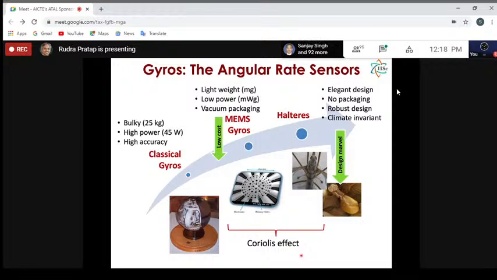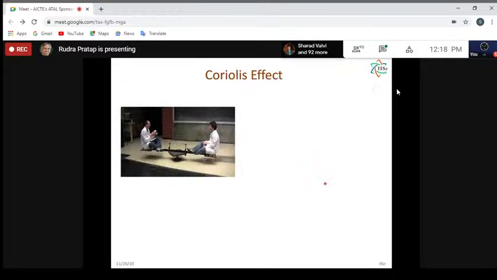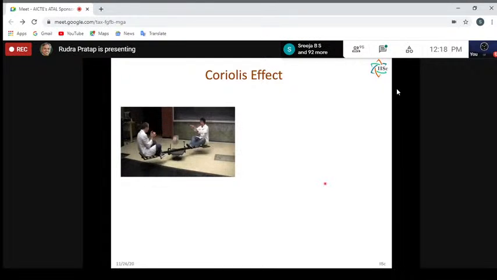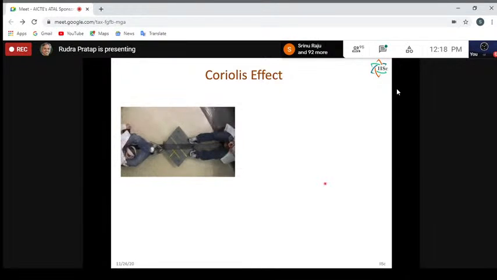I'll show you how, and it turns out that in nature, soldier flies use halteres as their gyros, and they also work on the Coriolis effect. So what is the Coriolis effect? If you're sitting and you throw the ball, it goes straight. But if you are rotating, and you want to throw to your partner, the ball doesn't go straight anymore. It just deflects and goes away, right?